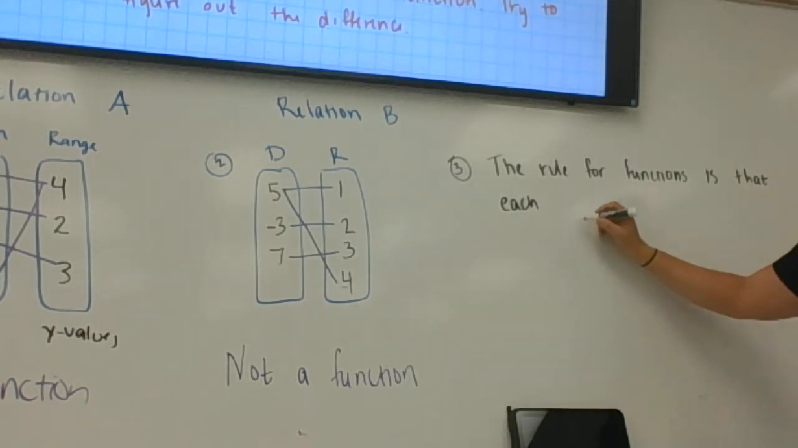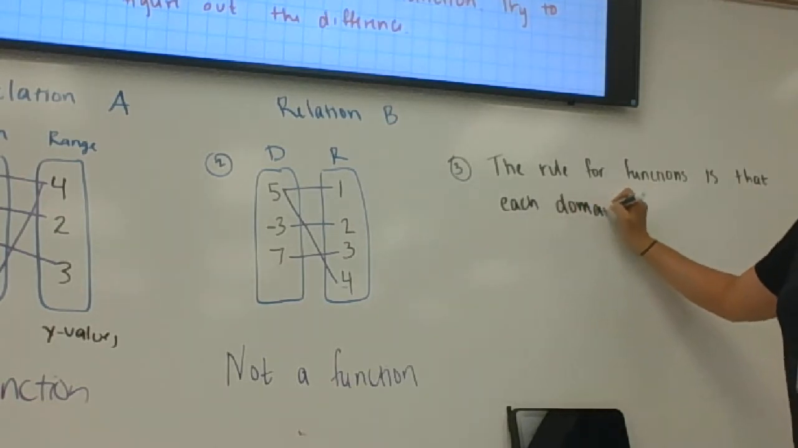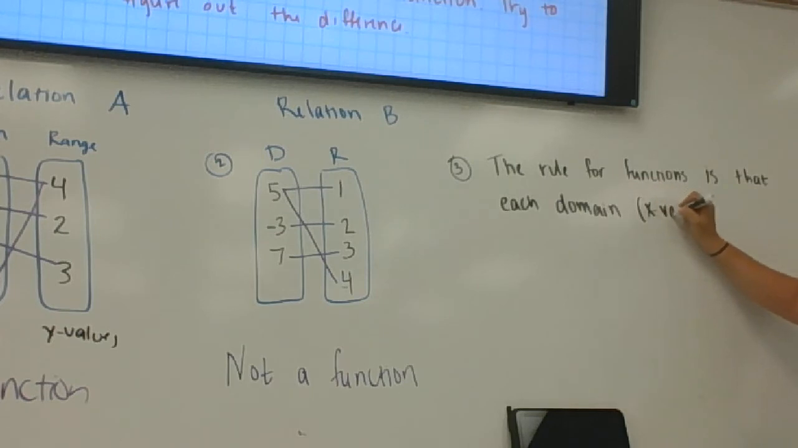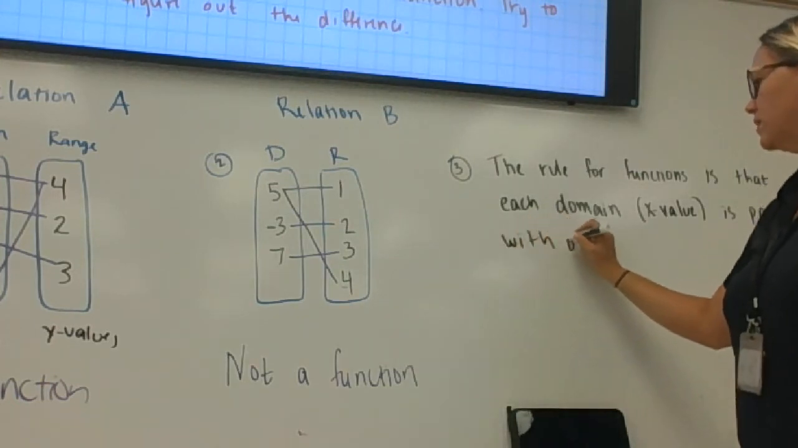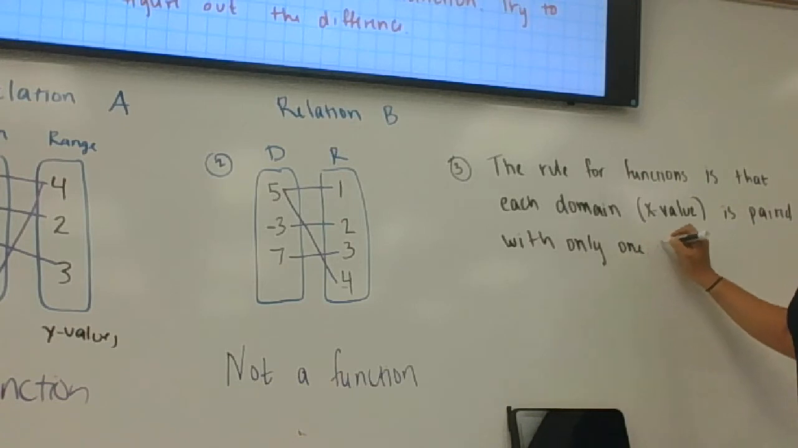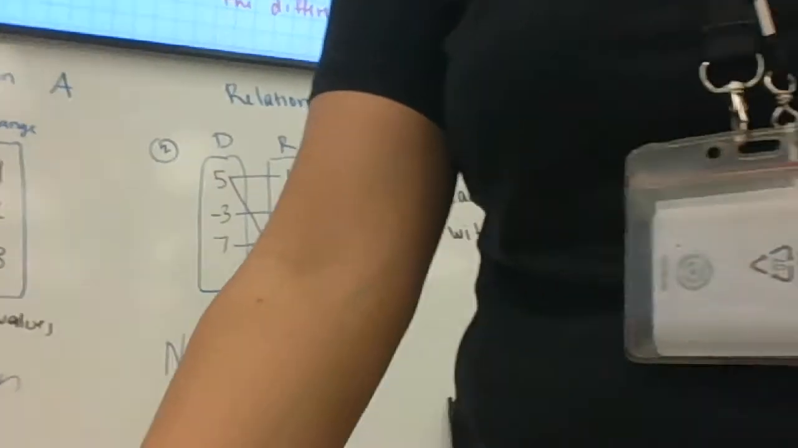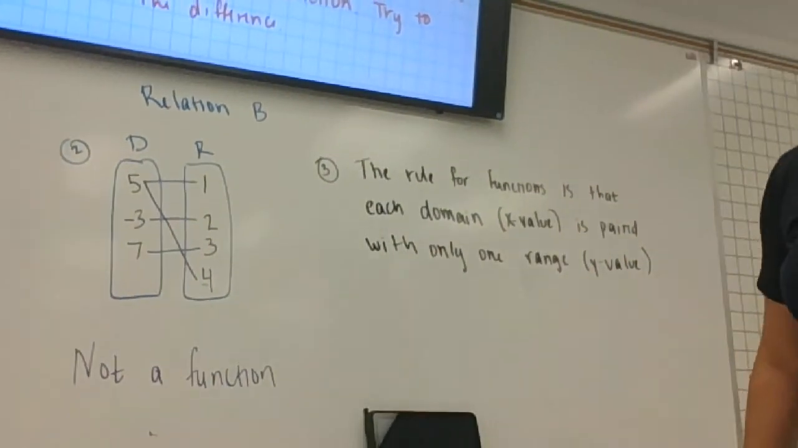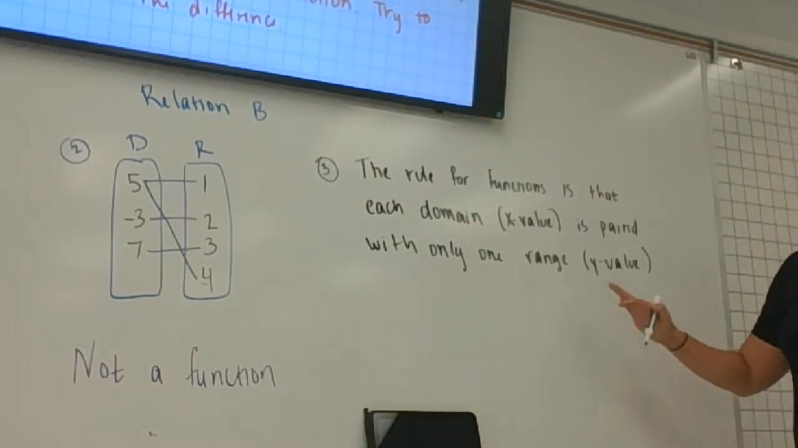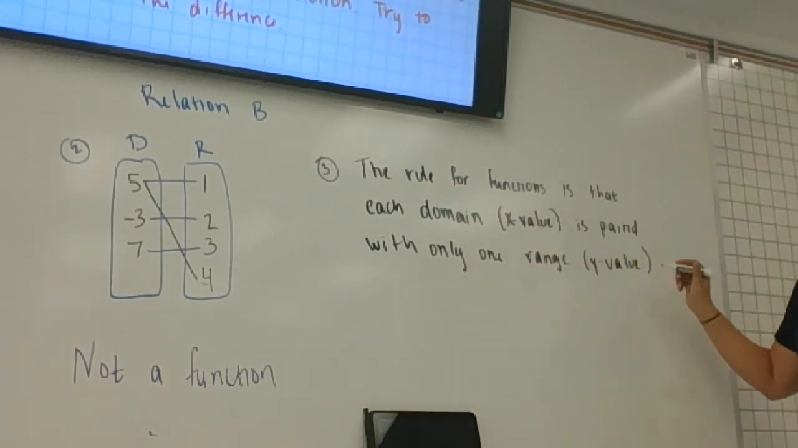The rule for functions is that each domain, which we know means each x value, is paired with only one y value. Should I say range? Yeah. Let's be consistent with our vocab. And then in parentheses, you guys have to write this, by the way. I mean, maybe you wrote a nice statement, but this statement is really good. The rule for functions is that each domain x value is paired with only one range y value.